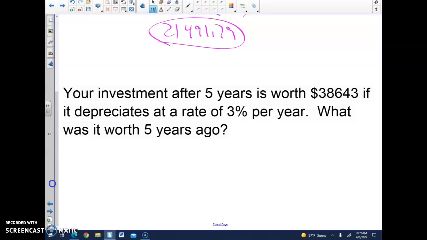So this is a case where we're given the final output, we want the initial input. After 5 years, my stock is worth $38,643. I want to know what it was initially worth if it was decreasing by 3% for 5 years. Decreasing or depreciating at 3% means it goes to 0.97 raised to the 5th.